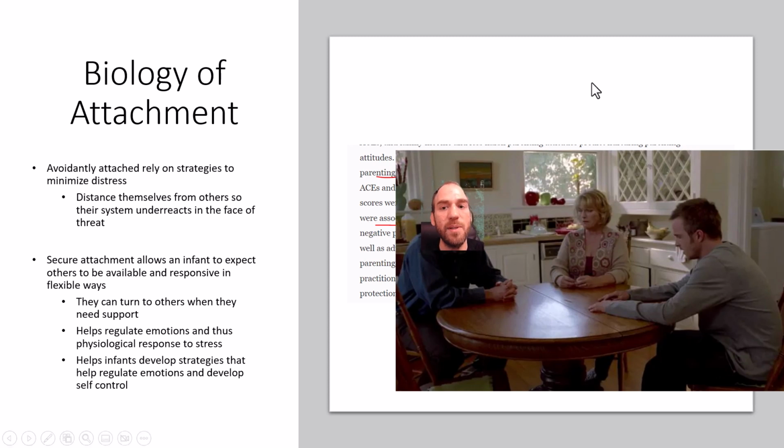Versus secure attachment, where they can come to recognize that you can turn to other people for emotional support. Again, this can regulate your own emotions because now you can engage in that emotional regulation process, and thus develop more appropriate and positive physiological responses to stress. It's not that you never get stressed out. It's that, okay, stress happens. At times stress is going to be overwhelming, but you can bounce back. You can better deal with it.